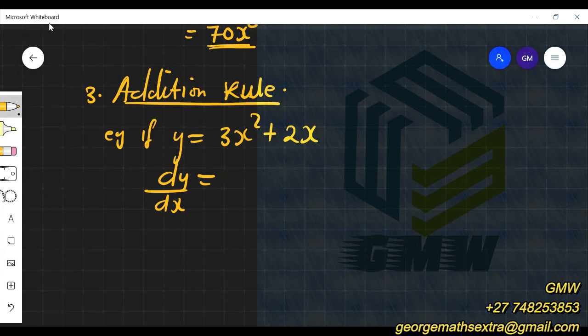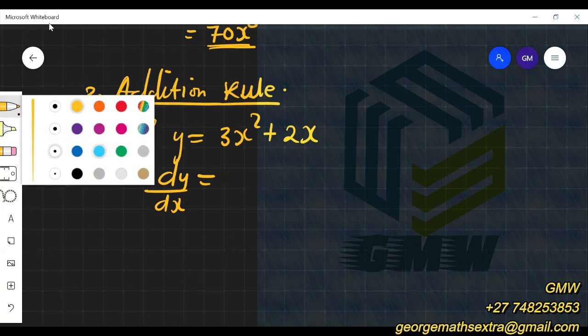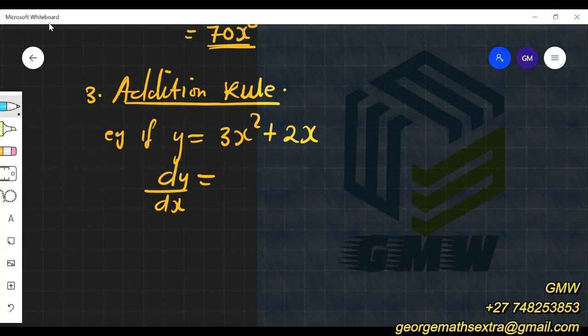So what will happen to the first one? What do we get? It's going to be 6x. 2 minus 1 is 1. Plus 2. So if there was a 1 here, it was going to be what? Plus 0. Okay, good.